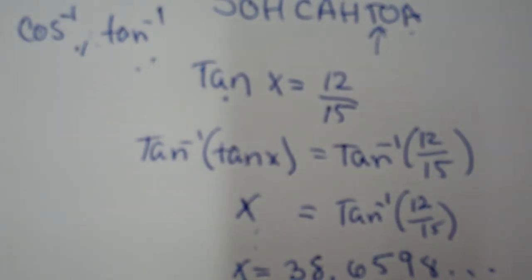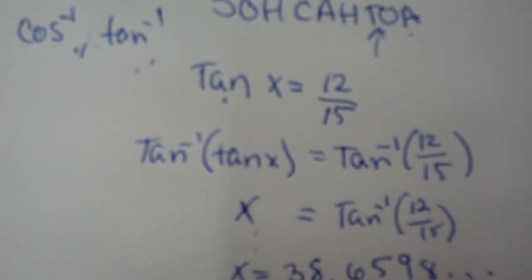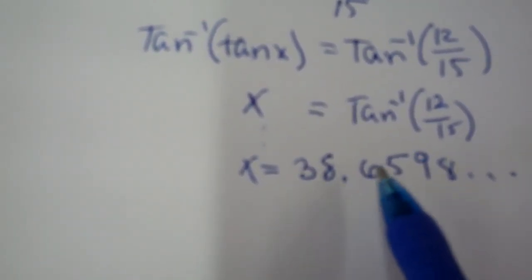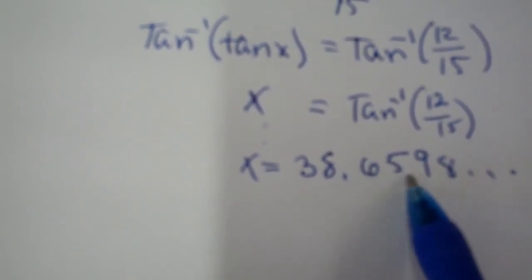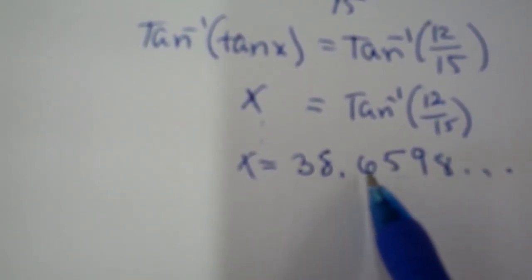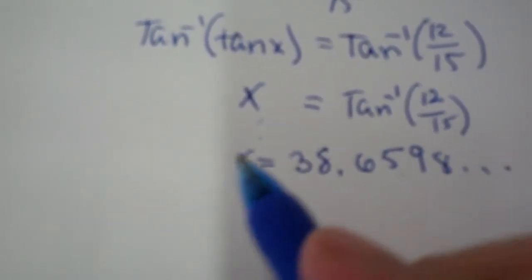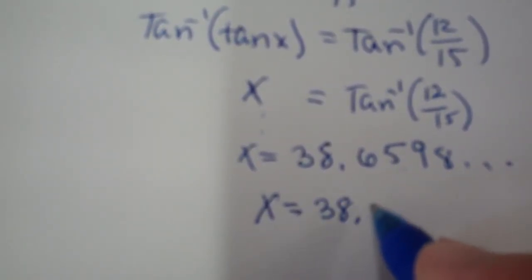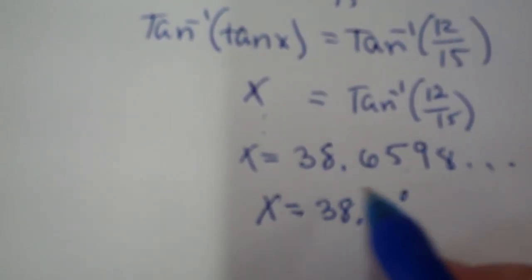But we want to round this to the nearest tenth, and so rounded to the nearest tenth means that we're looking at this digit, and the number that comes after it is a 5, which means we're going to bump that one up, and we get x is equal to 38.7 degrees.